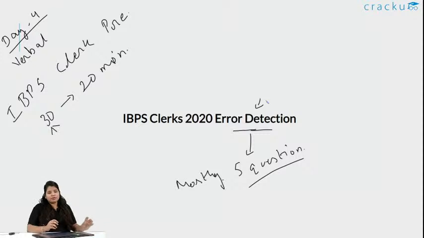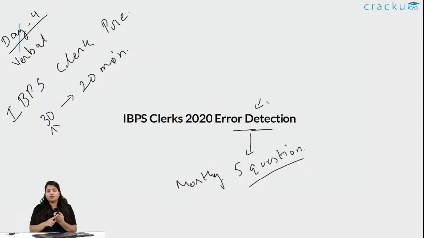This can be of a type where one part of the sentence is fixed and you need to find the error in one of the parts given, or there are a lot of errors in different parts and you have to find the part which is correct, that is error free. So in this session we will be doing both types of error detection.